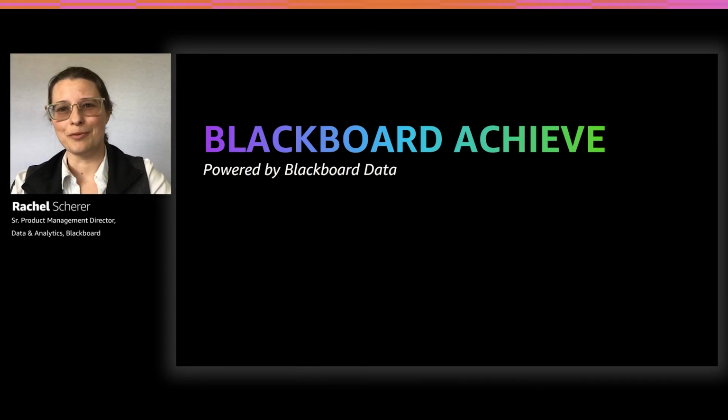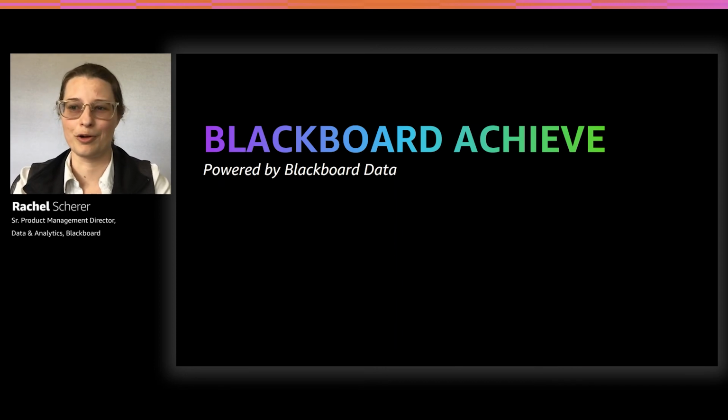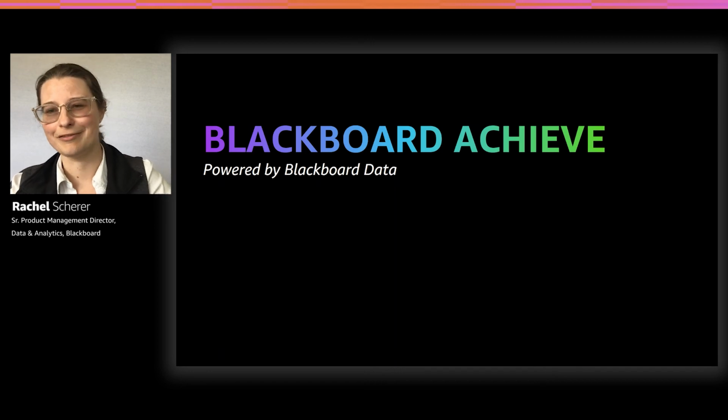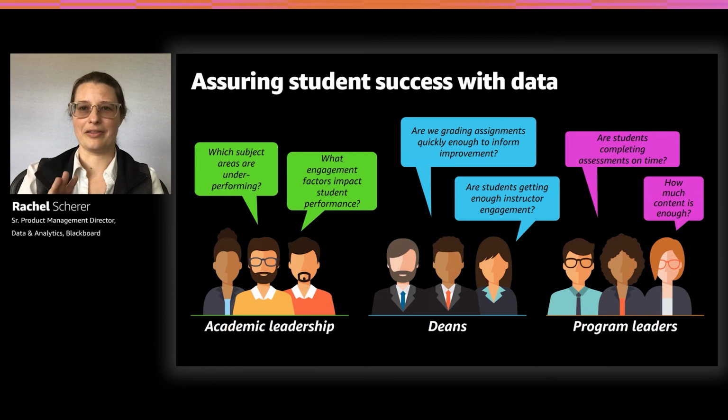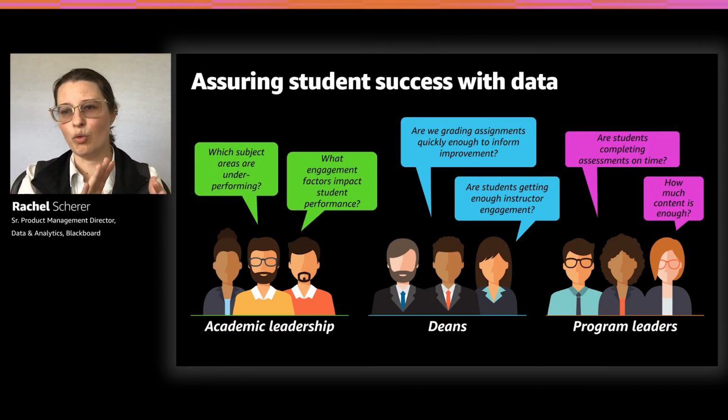So one great proof point of this approach, and a great proof point for QuickSight, is our new analytics solution called Blackboard Achieve. So here's the way to think about this. A personalized experience within analytics starts with acknowledging that people with different roles in education have different questions that need to be answered using data.